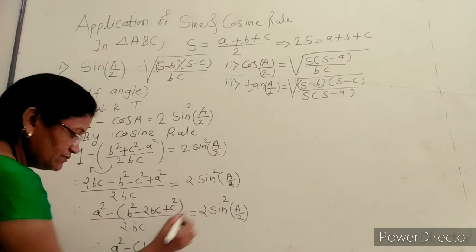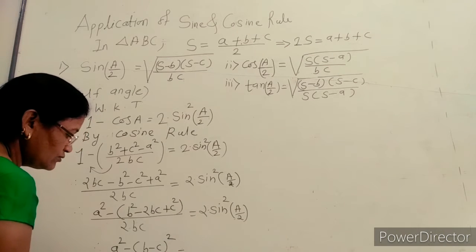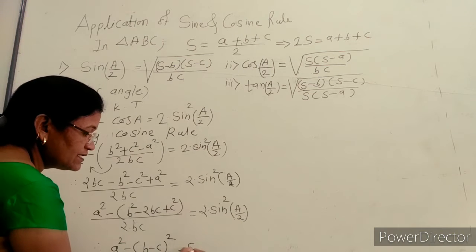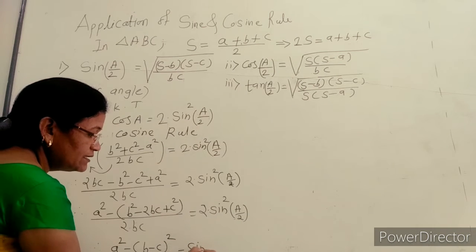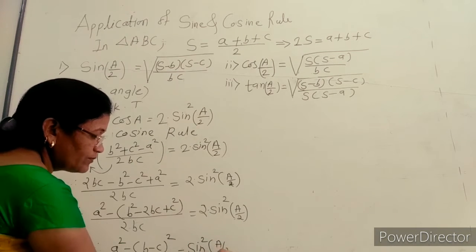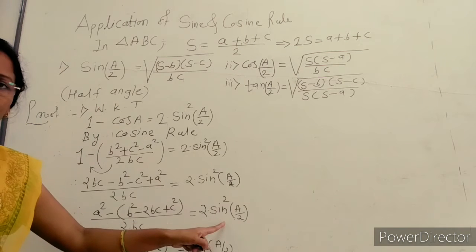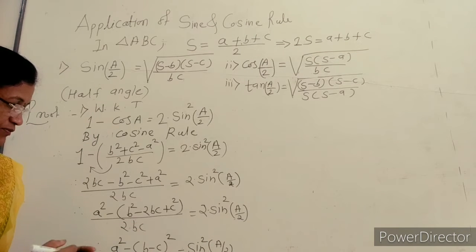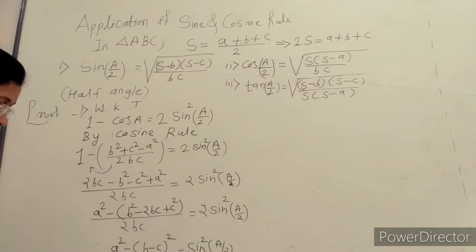Again we can shift this 2 to the left side. So 2 times 2bc is equal to only sine square A by 2. We have to find the value of sine A by 2, so we take simplification for the right side, that we shifted to the left side.